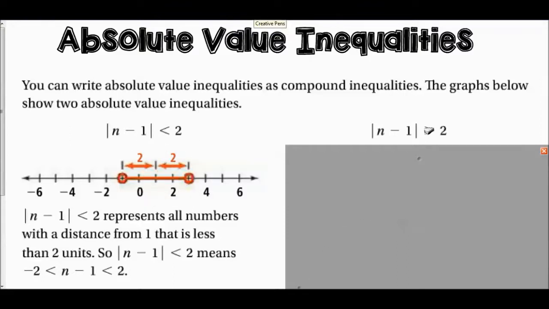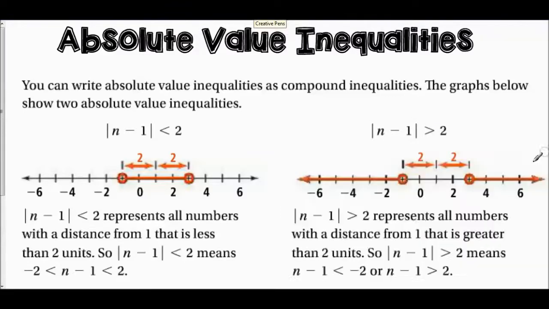Now on the other side, notice it's the same on the left side of the inequality, but the right side is different. This time it's greater than 2. What that means is that it represents all the numbers with a distance from 1 that is greater than 2 units. So what's graphed are possible solutions. So let's put -4 into that.